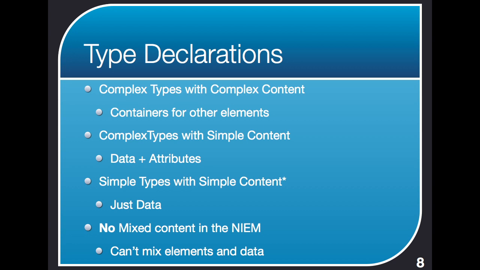So those are our three types, and really the NIEM only uses two. We have complex types with complex content, which are containers. I like to call them containers. And then there's complex types with simple content, which in the NIEM are how we take care of simple types while still adding NIEM-style infrastructure pieces as attributes. So those are the main kinds of type declarations in the NIEM.